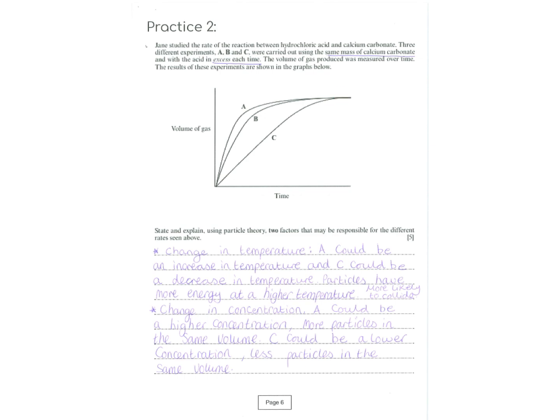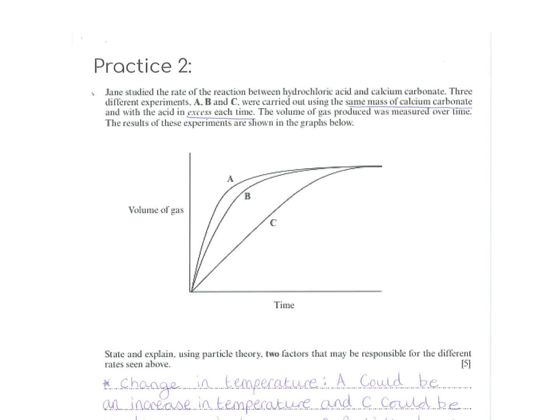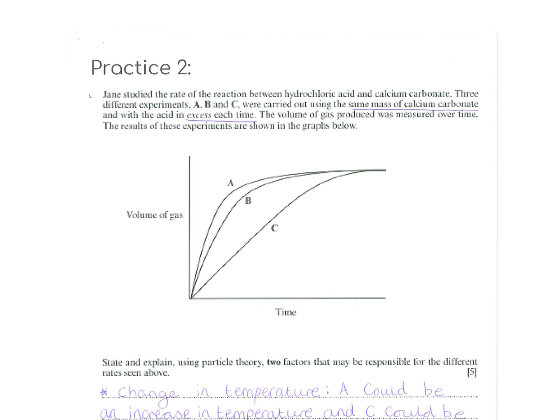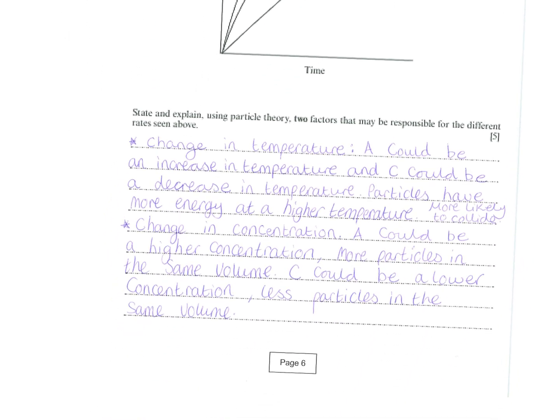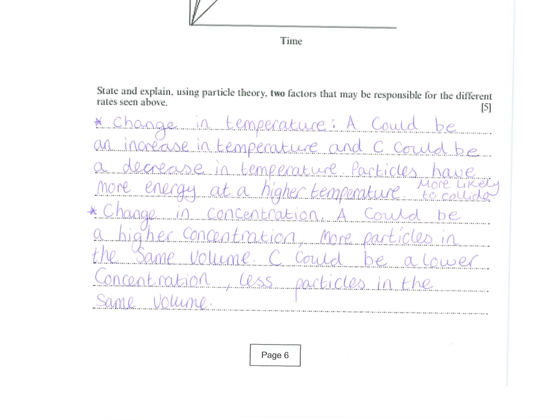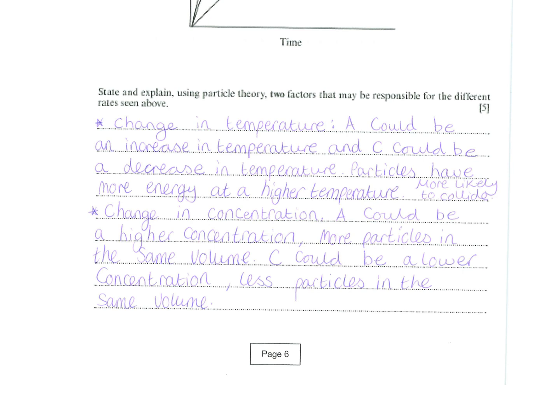Next question then. So you can see how I've highlighted certain keywords. The same mass of calcium carbonate and the same with acid excess each time. And then the question says, state using particle theory which factors may be responsible for different rates. So I've put a change in temperature may be occurring. A could be an increase in temperature, C could be a decrease in temperature. Particles have more energy, so more likely to collide.